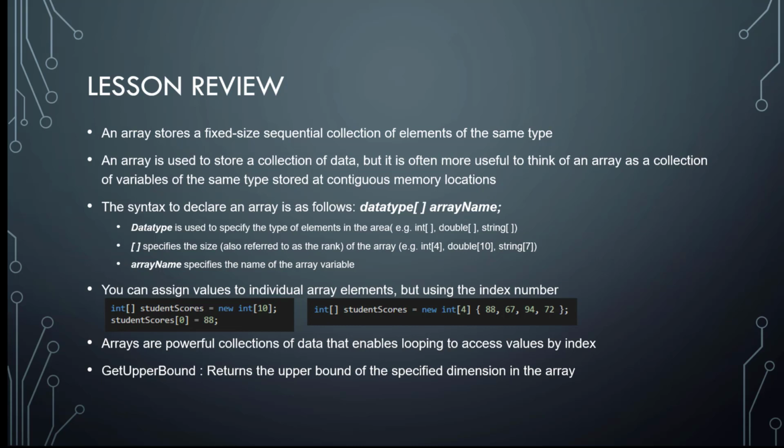Okay, the syntax to declare an array is as follows. You use the data type, open bracket, close bracket, and then the array name is your variable name. Remember, data type is used to specify the type of the elements in the array. Open bracket, close bracket specifies the size, also referred to as the rank of the array. And array name specifies the name of the array variable.